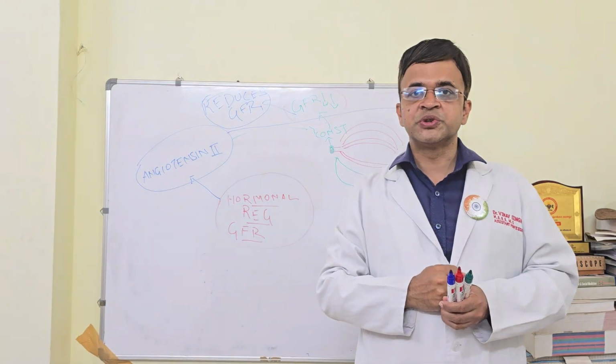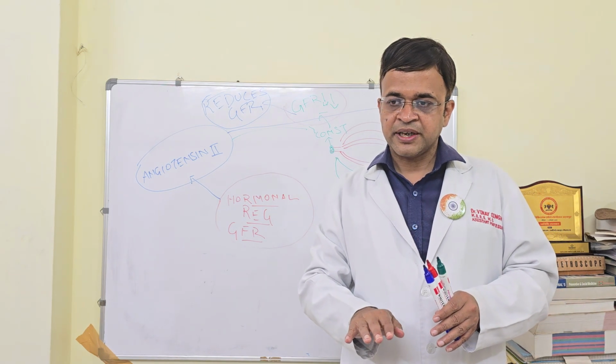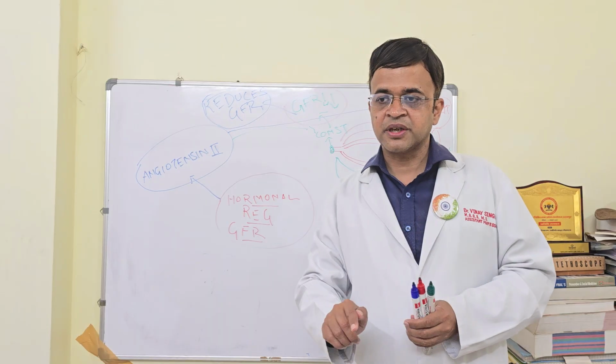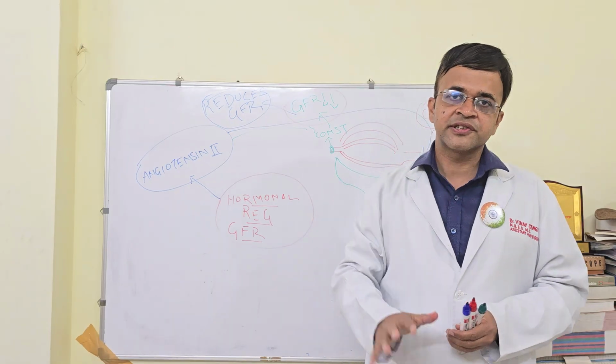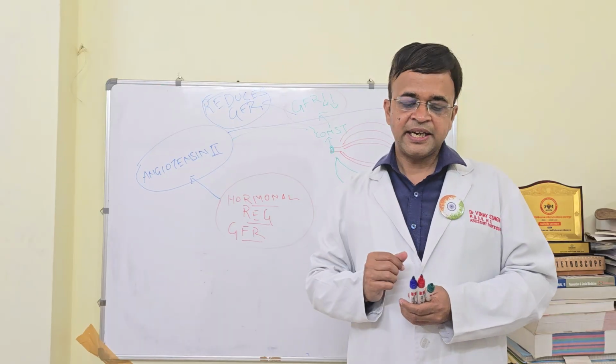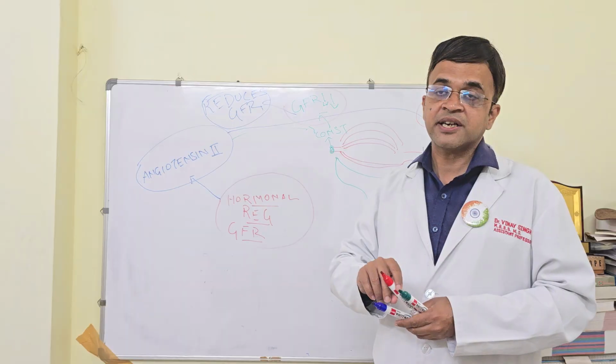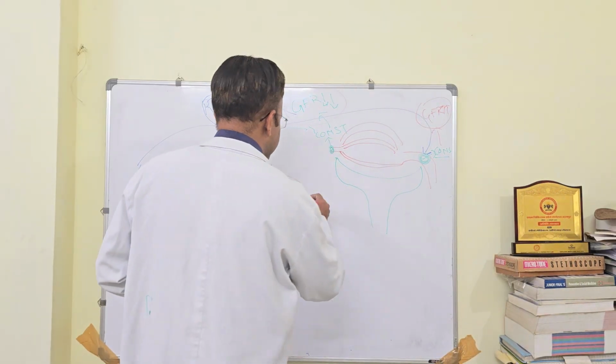So we discussed angiotensin 2, where one effect increases GFR, another effect reduces GFR, but overall it reduces GFR. Now, which other hormone helps in regulation of GFR? The other hormone is histamine, right?